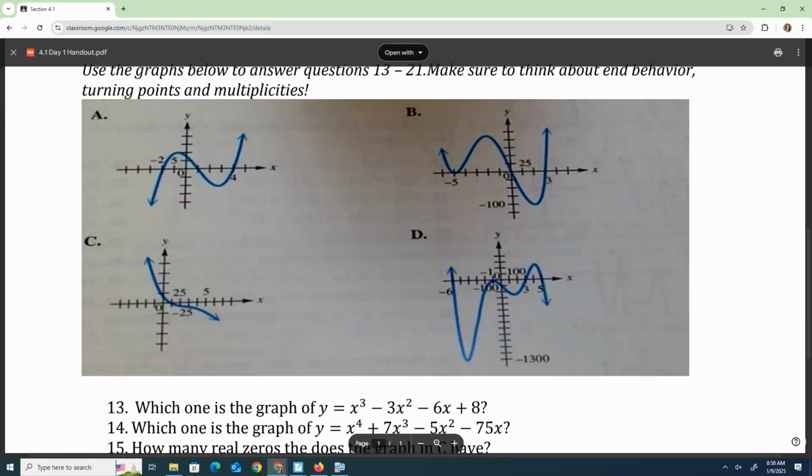Where else do we hit the x-axis? 3. So what would my factor have to look like? Would it be x plus 3 or x minus 3? Minus 3. So that when I plug in 3, it equals 0. That one, did it bounce? No, so it doesn't get a square. Quick check. If I look at this, x plus 5 squared, x minus 3, would that be a power of 4 if I multiplied it all out? Yes. So that is my equation. I wrote the factored form by looking at the graph.